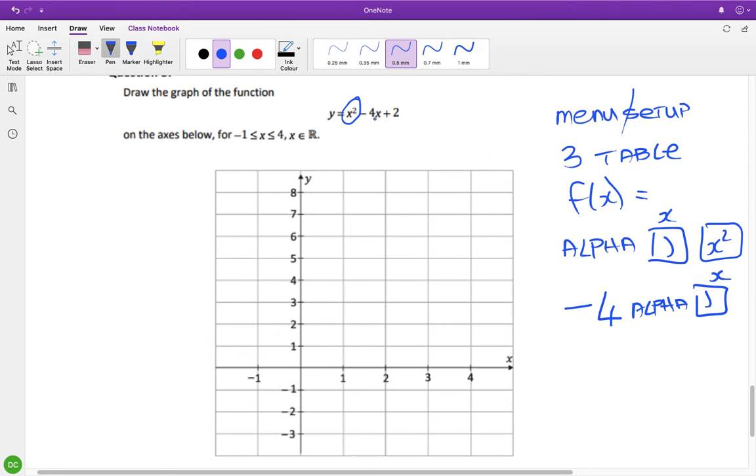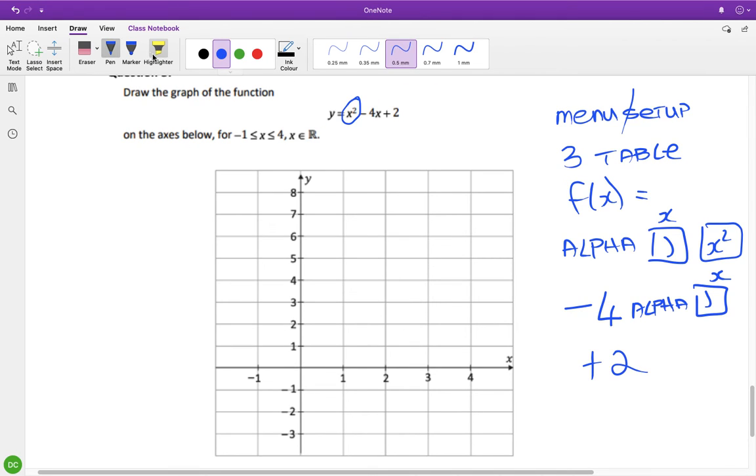So that's that second bit done. And then the last bit is simply just plus 2. So you just type plus 2. Alright, so you hit equals and then you get, oh crap. Sorry, I just deleted it. So alpha x squared minus 4 alpha x plus 2.